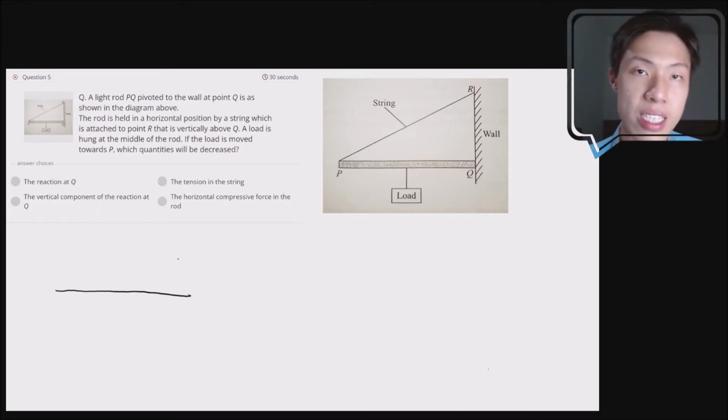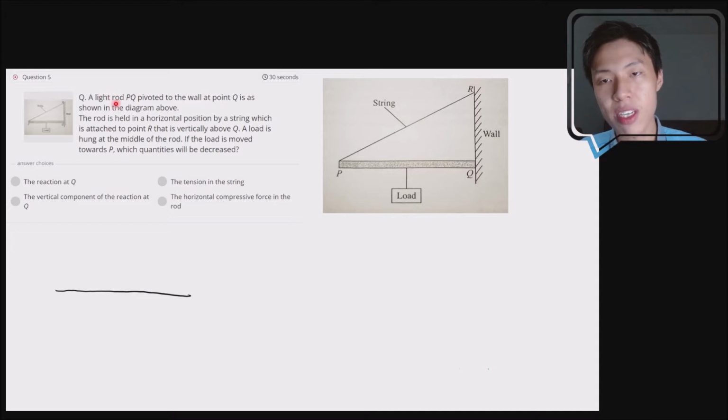Then we will start by asking ourselves the 5 questions. The first question is whether the light rod PQ here has weight or not. Well, if he says light rod PQ, I believe we can assume it to be massless. Therefore, we assume this rod here to have 0 weight.